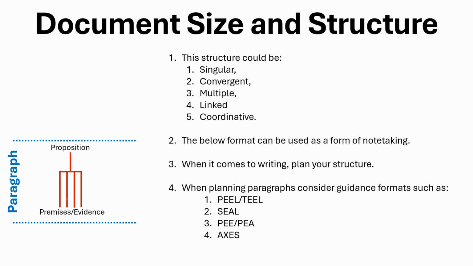trying to construct. We need to be mindful of keeping a good academic standard of writing when we're planning these paragraphs. So if you're not familiar with how to achieve this, it might be worth looking at some guidance formats such as Peel, Teal, Seal, PEPA or Axes. There are many others. These are just some which I found particularly resonate with my own writing style and work well with the format of constructing arguments which I've been outlining. If you're not familiar with these, I would encourage you to go and spend some time looking at those to see if they will be helpful to you too.